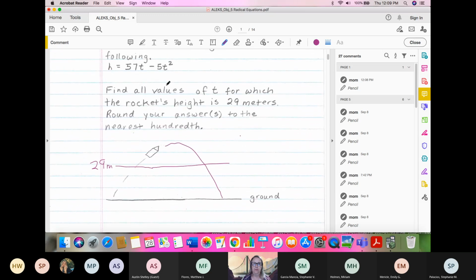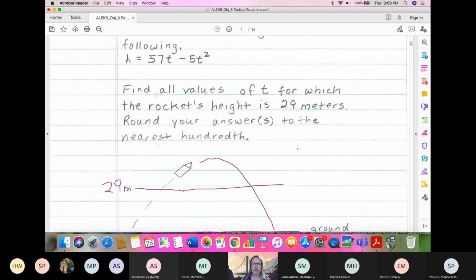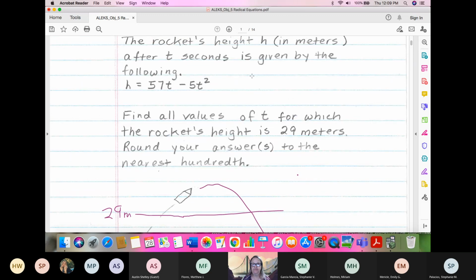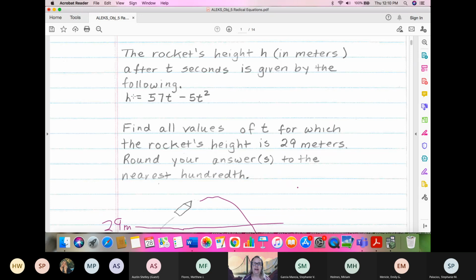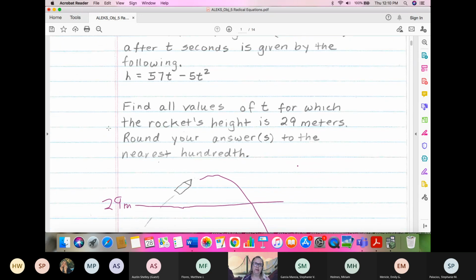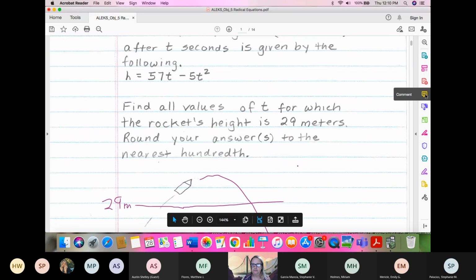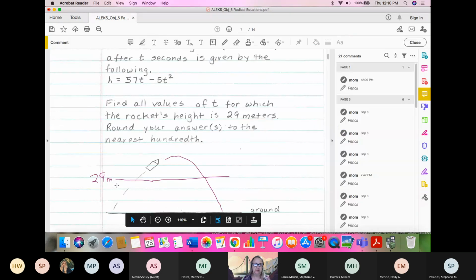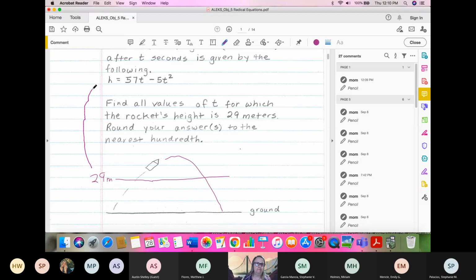So I think we've got, let's see where we go from here. So what we want to do is find all values of t for which the height is 29 meters. The rocket's height is given by this equation here. We're going to take this 29. This is the height, 29 meters. We're going to take this 29 right down here. And what we're really doing with it is plugging it in for h up here.